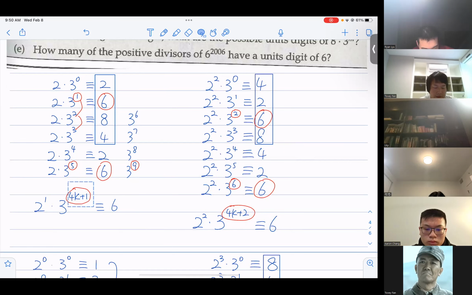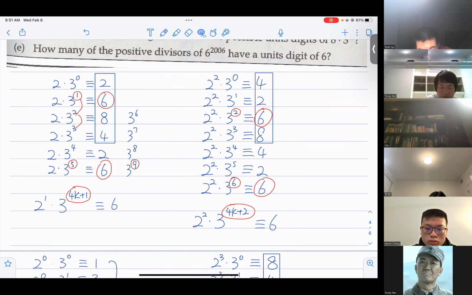Yeah, so Aaron, this notation might not be familiar to you. That's why I was reluctant to use this notation. But if I don't use a notation, I don't know how to show the work, right? The idea here is that once you found the first power that makes you have a digit of 6, then for the next power you just need to add 4, because it cycles in 4.